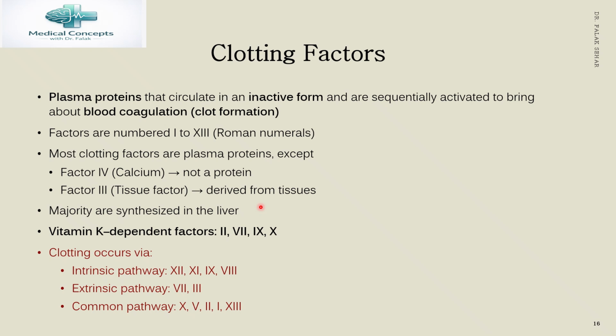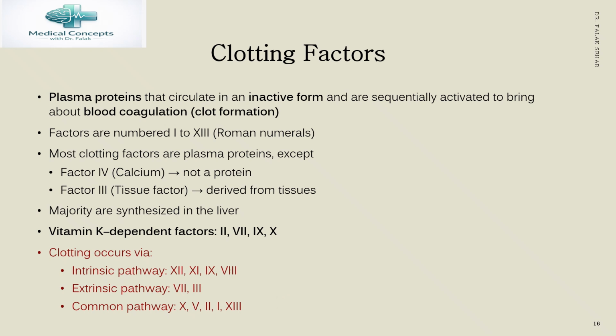So majority of these clotting factors are again synthesized in the liver, and vitamin K dependent factor include factor number 2, 7, 9 and 10. This clotting happens by three different type of clotting pathways. They include intrinsic pathway, extrinsic pathway and the common pathway.